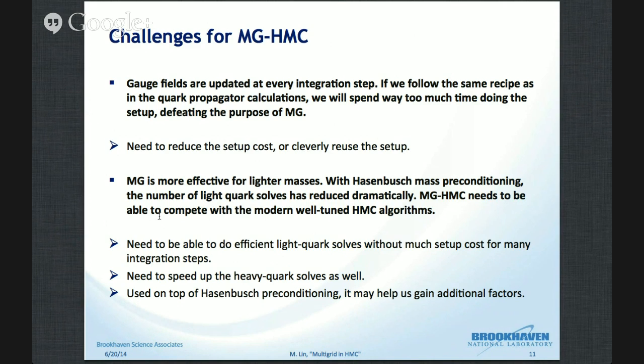And that means we need to be able to do efficient light quark solves without much setup cost for a lot of subsequent integration steps. And because in the Hasenbusch mass preconditioning, a lot of heavy quark terms are introduced, we should try to speed up the heavy quark solves as well. And if we can use the multigrid solver on top of the Hasenbusch preconditioned HMC algorithm, then it may help us gain additional factors.